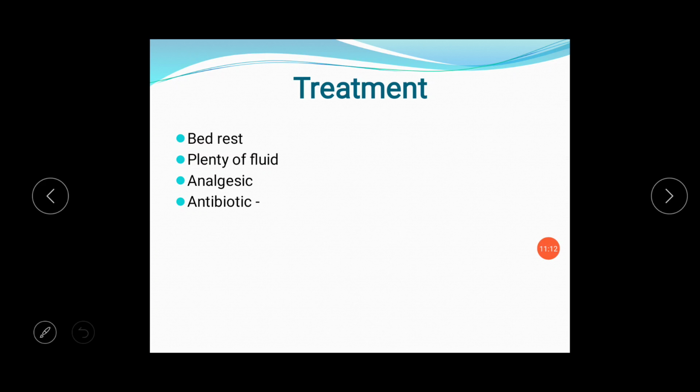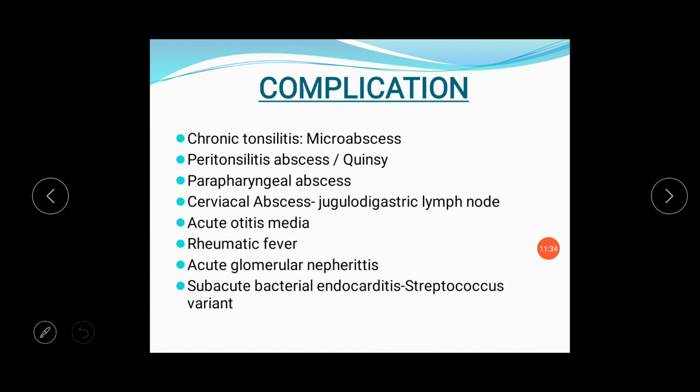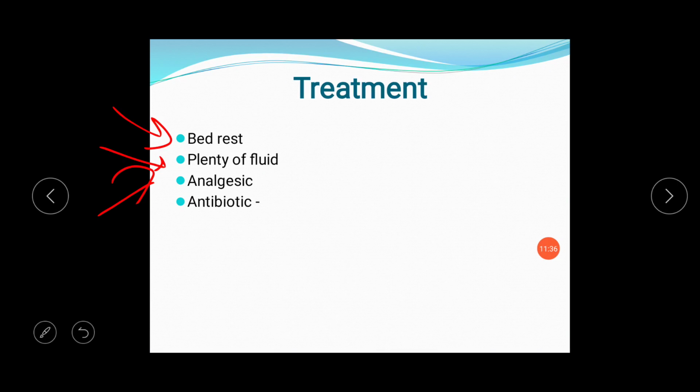Main treatment is bed rest and plenty of fluids. After confirming bacterial tonsillitis, we should give antibiotics like amoxiclav, cefixime, azithromycin, analgesics and painkillers, and local antiseptic such as betadine or chlorhexidine gargle. Sometimes if severe tonsillitis with increased WBC count is present, then we need to give injectable antibiotics also.